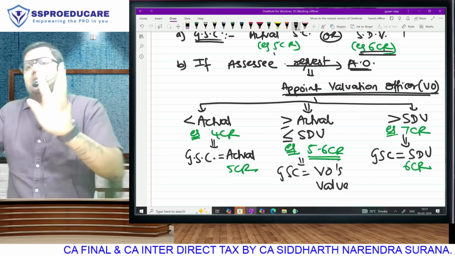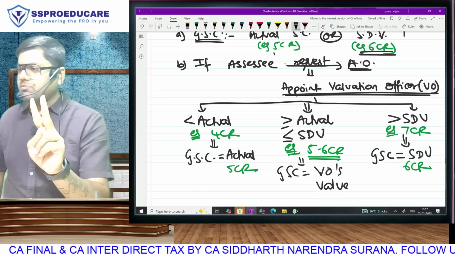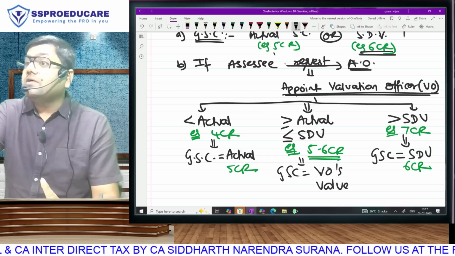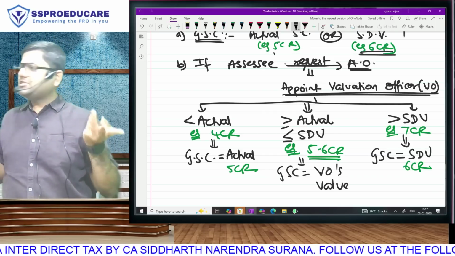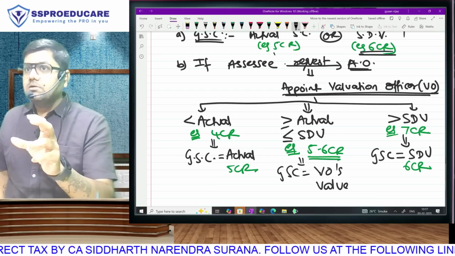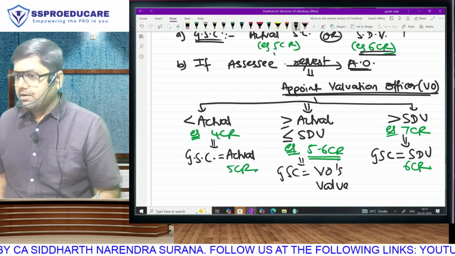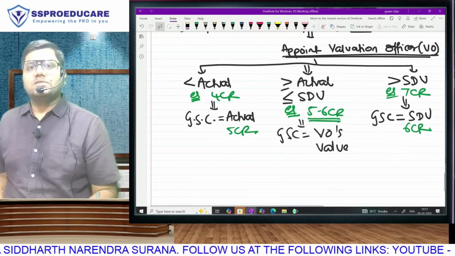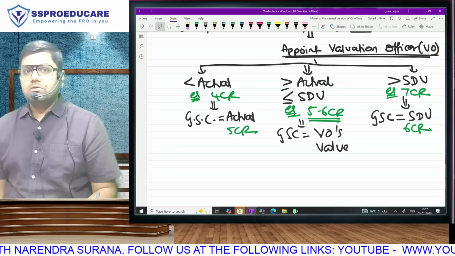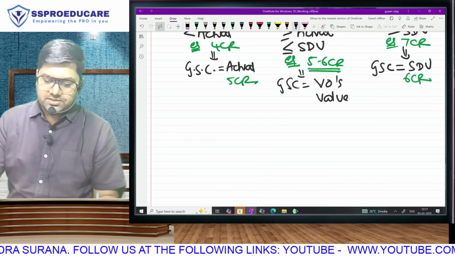If this long story has to be kept short, I can only say this much. What was the first answer, actual or stamp duty value? Whichever is higher. Upon the assessee's request, the VO will give a value in between. Simple. If the assessee only requested, if you don't protest, then the wrong will also become right. Correct? So if the assessee requests, we will call the VO and the VO will do a valuation in between the two. Everyone understood this? 100%? Fantastic.